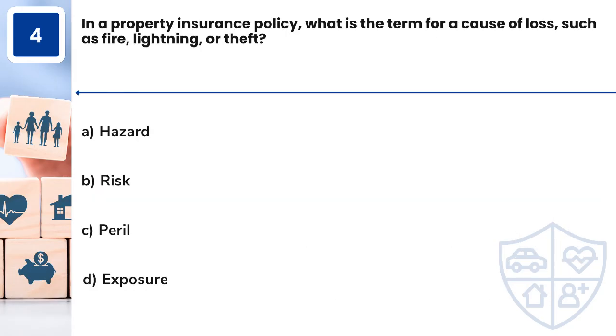Question 4. In a property insurance policy, what is the term for a cause of loss, such as fire, lightning, or theft? A. Hazard. B. Risk. C. Peril. D. Exposure.